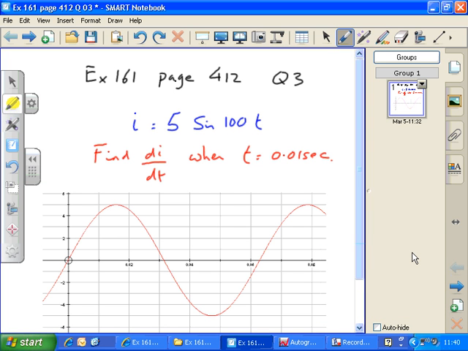Exercise 161, page 412, question number 3. This involves a sine function, and in this case a sine function is describing the current flowing in the circuit involving alternating current.